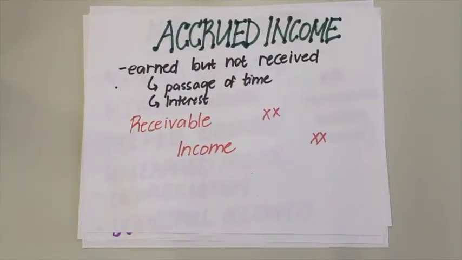Accrued income are basically income which you have already earned but not yet received, usually through the passage of time. The most common example would be interest. The pro forma entry for this adjustment would be to simply debit a receivable and a credit to income.